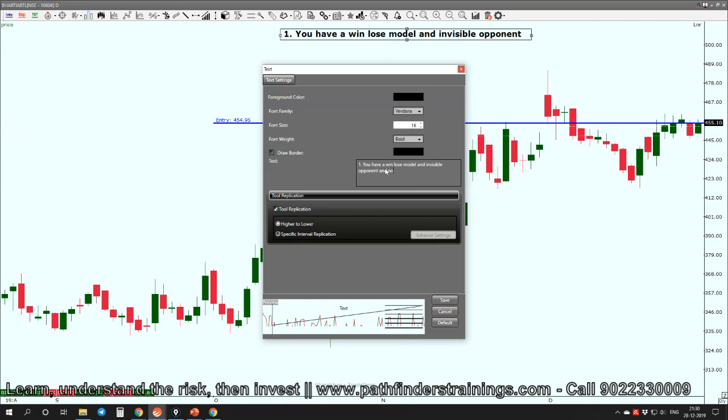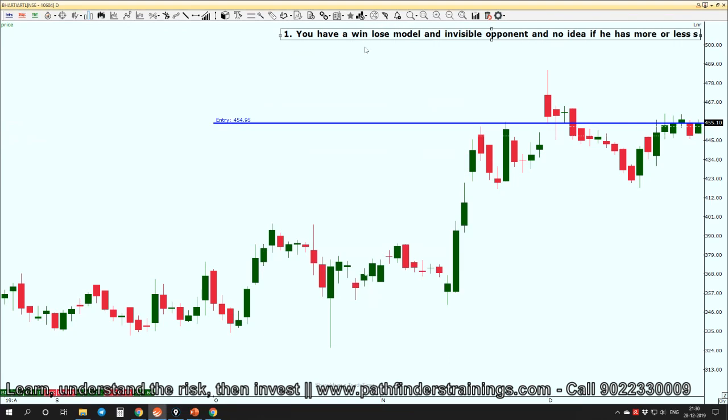So you have a win-lose model and an invisible opponent and no idea if he has more or less skill than you. Let's understand the first risk that you have. It is a win-lose model, and an invisible opponent, with no idea if he has more or less skill than you. That means at every stage, you have to keep on improving your skill. And you have to keep on learning more because you don't know on the other side what is the level of skill of the other person.